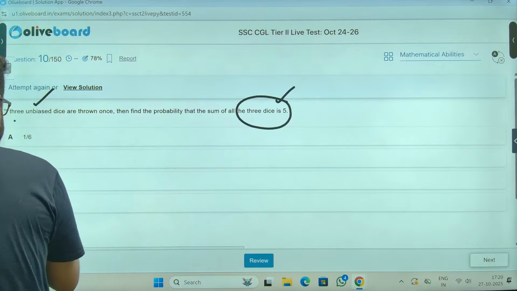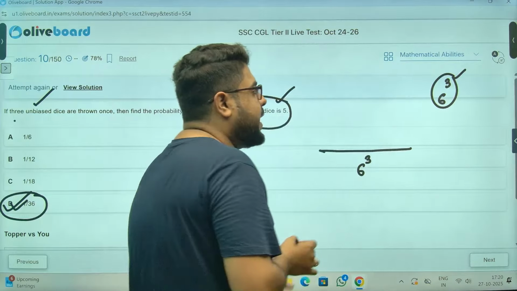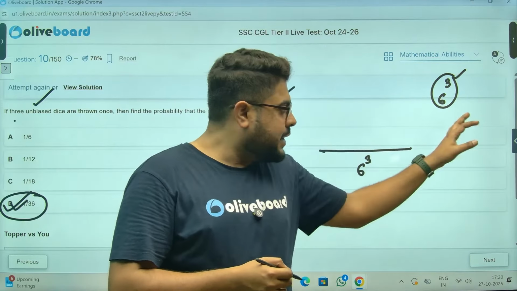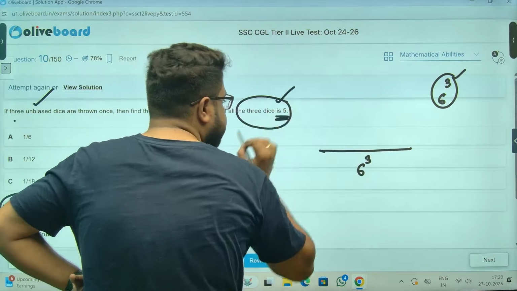Sir, total outcomes is 6 cube. Please understand how I have written 6 cube. If I throw one die, the number of outcomes is 6. I have thrown 3 dice. Always that will be the power. If I had thrown 2 dice, it would be 6 square. If I had thrown 10 dice, 6 to the power 10. That is how we do it. Now the sum has to be 5, sir.